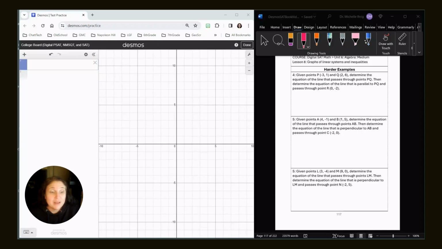Number 4. Given points P, which is -3, 1, and Q, which is 2, 6, determine the equation of the line that passes through points PQ. Then determine the equation of the line that is parallel to PQ and passes through point R.